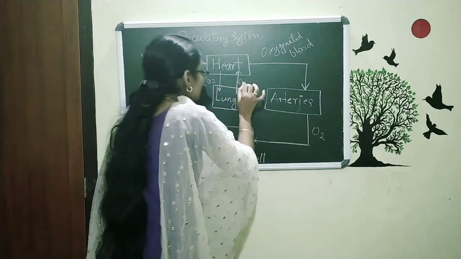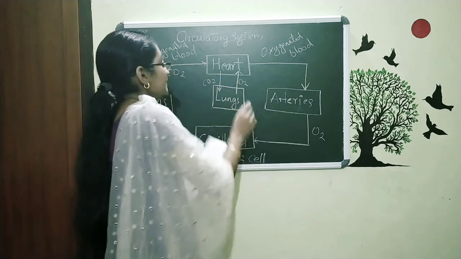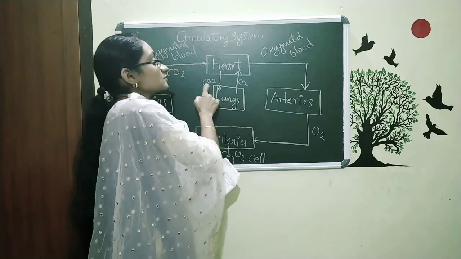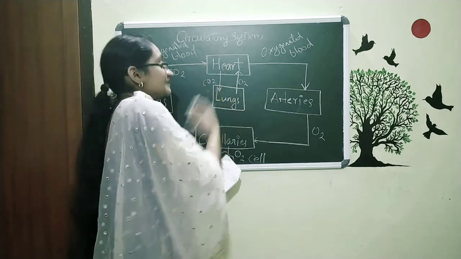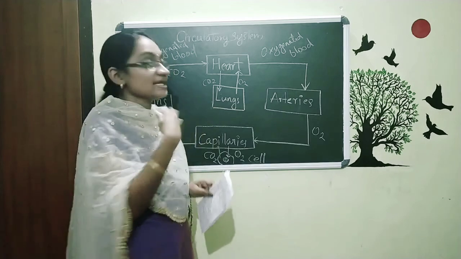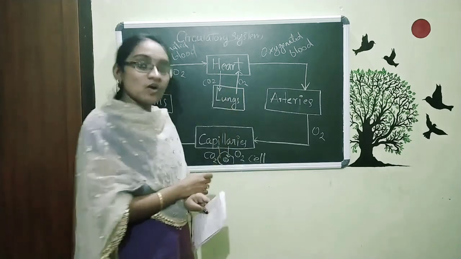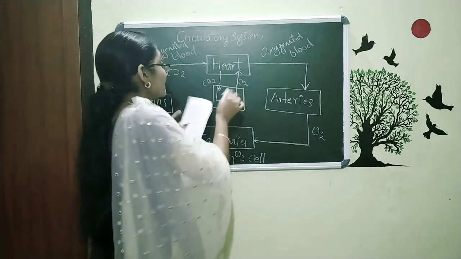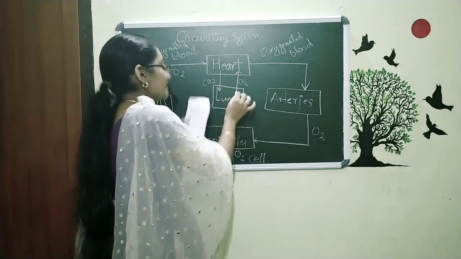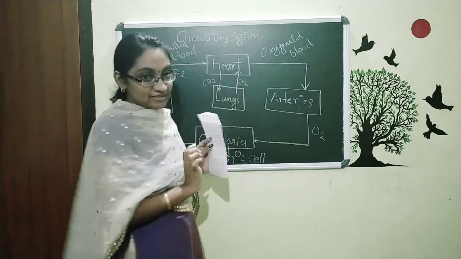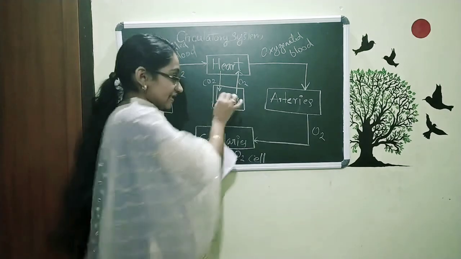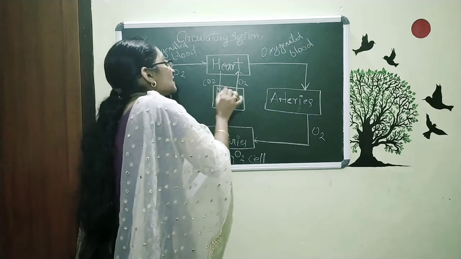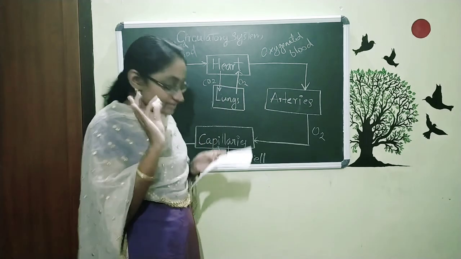So this oxygenated blood is coming from the lungs. That means the lungs absorb, or take in, the carbon dioxide and make the blood rich with oxygen. That is the next step. In the lungs the carbon dioxide is eliminated and the blood is filled with oxygen. That is step number 3, the third step.